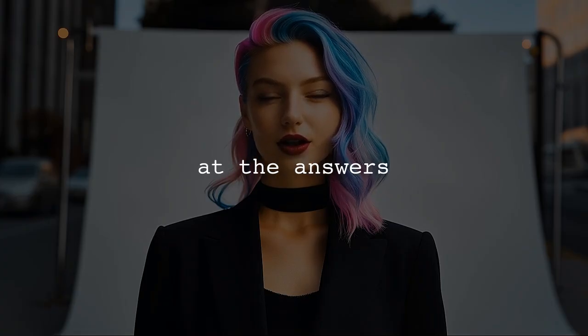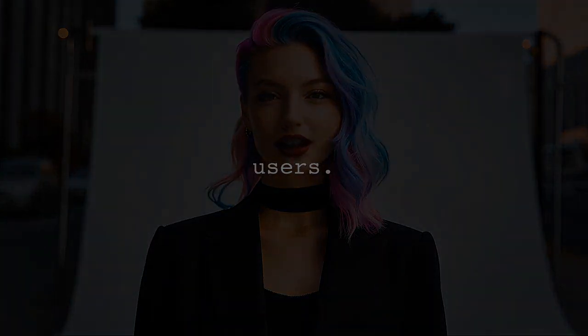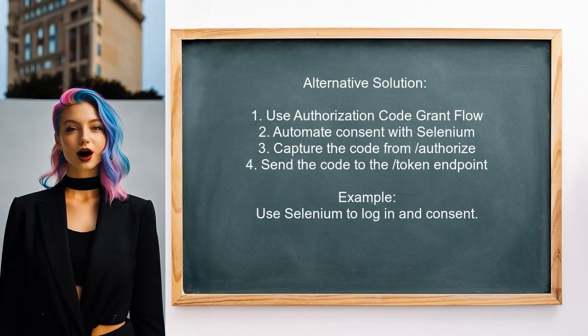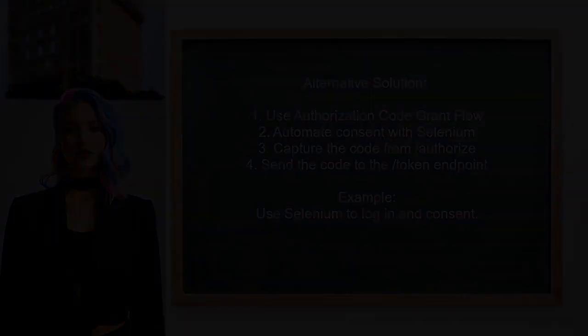Now, let's look at the answers provided by other users. An alternative approach suggests using the authorization code grant flow, which is the standard method for OAuth2. If you want to avoid user interaction, you can automate the consent process using a tool like Selenium. This allows you to log in and click the consent button without manual input.